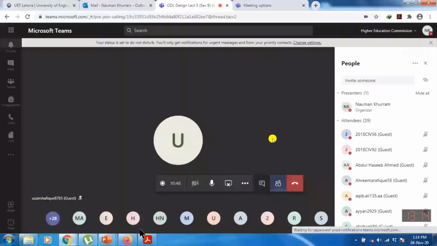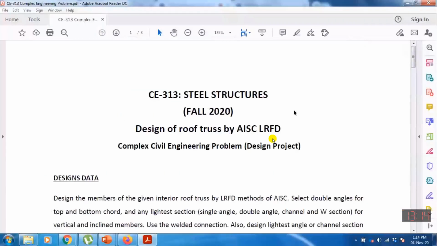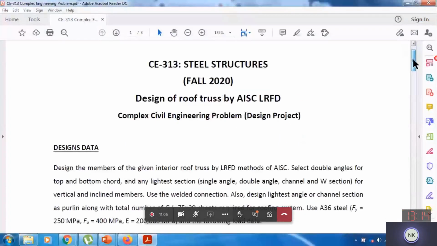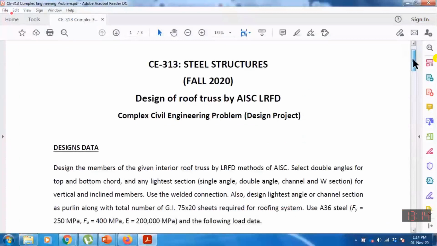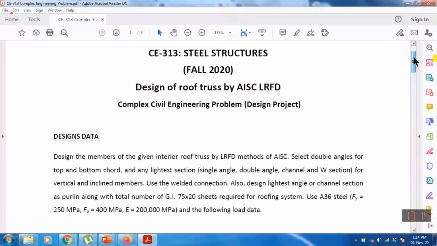Okay, Bismillahirrahmanirrahim. Dear students, this is the complex civil engineering problem, the steel structure design project that I have assigned to you. I have written the description and details of the project. I will upload this PDF file on the MS Teams forum. Just let me describe the statement, what you are supposed to do.